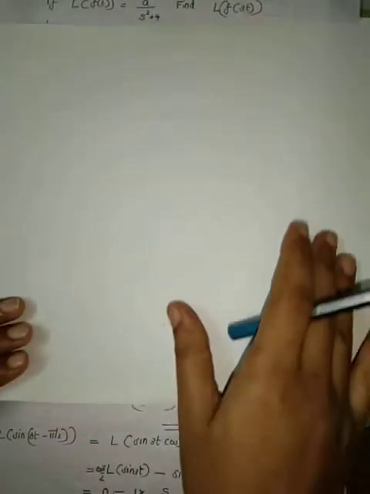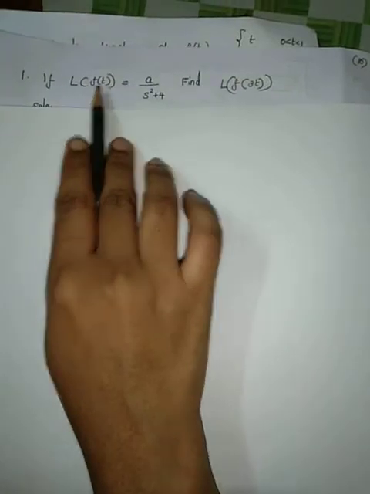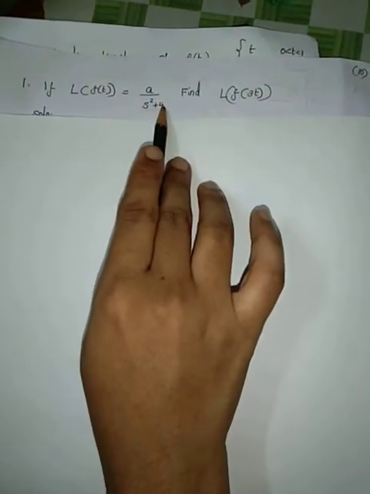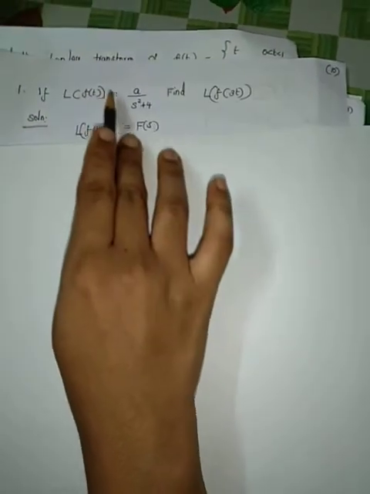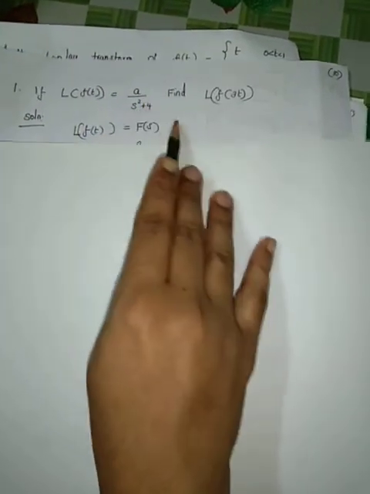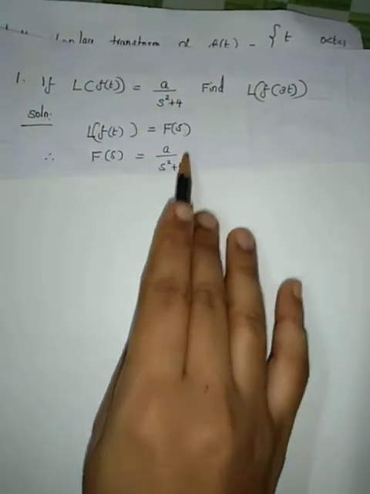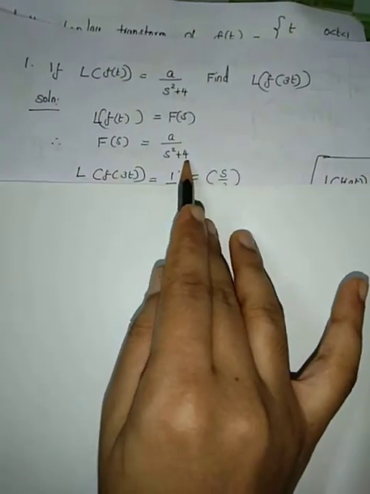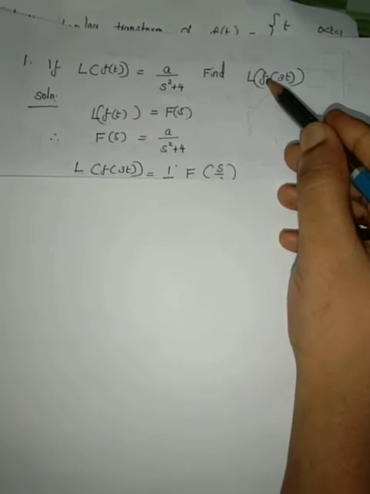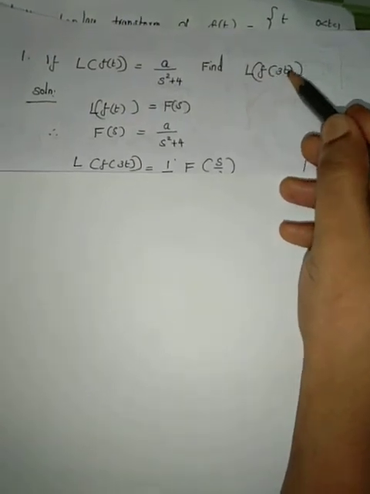Look at the problem. If L{f(t)} is equal to a by s square plus 4, find L{f(3t)}. Here, what is L{f(t)}? It is F(s). Therefore, L{f(t)} equals F(s), which is here a by s square plus 4. Here, you have to find L{f(3t)}.